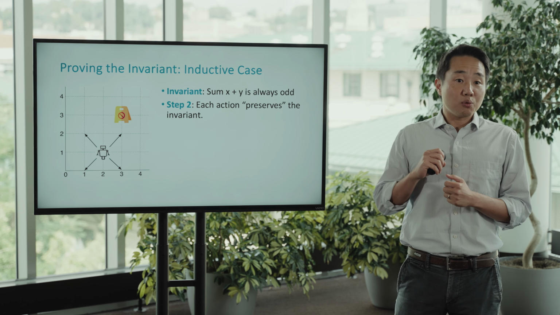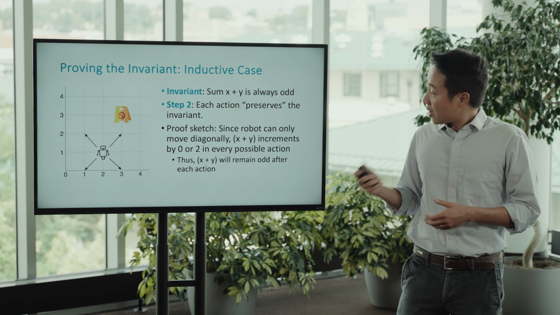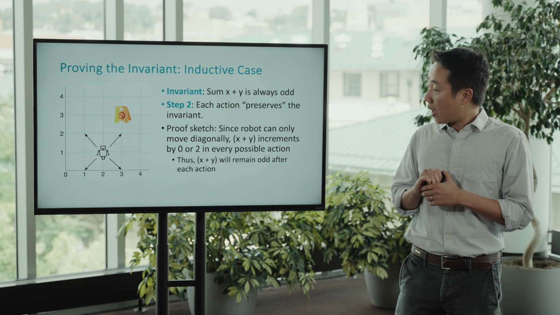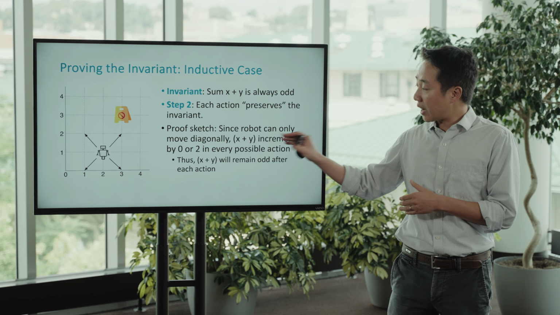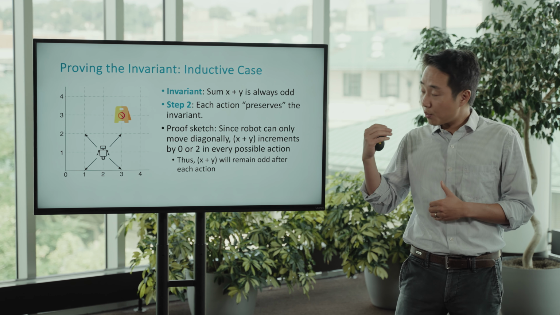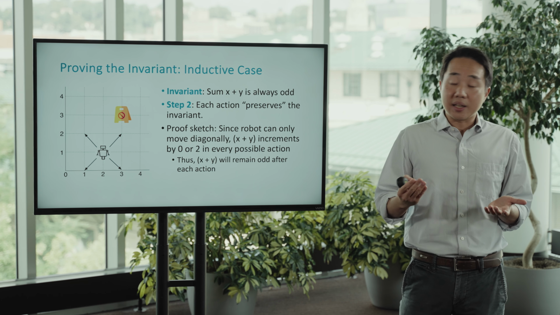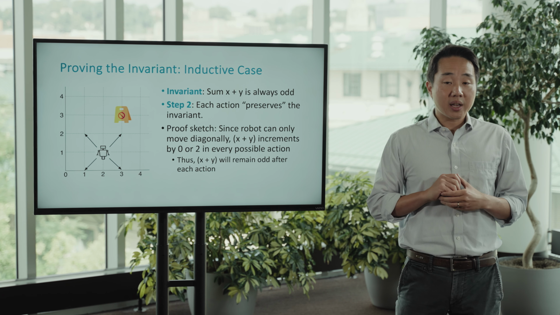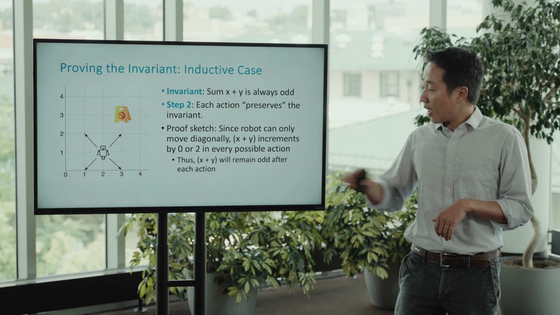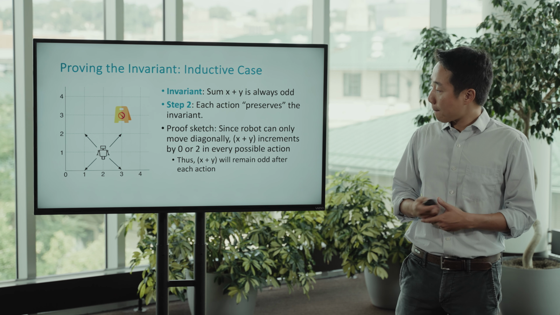In the inductive case, we want to show that each action of the robot preserves the invariant. And at a high level, the proof is very straightforward. We know that the robot is going to start in a position whose sum is an odd number. And because the robot can only move in one of the 4 diagonal directions, we also know that the sum of x plus y can only change by either 0 or 2. And therefore, x plus y will always remain odd after each action.